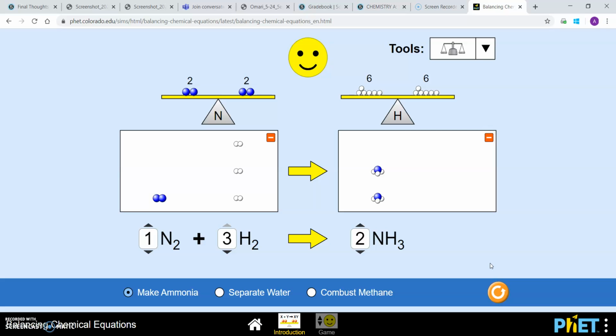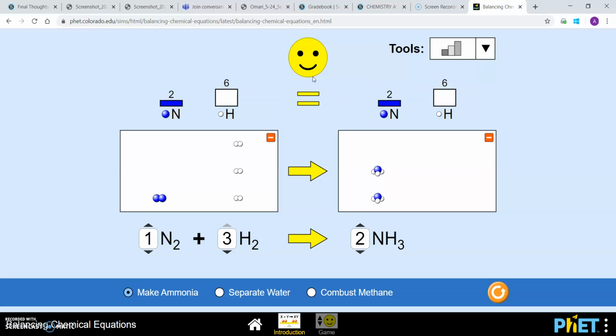Oh, you could take a screenshot here of this part and that part, copy it over for question number 2. The purpose of the balance scales and bar charts and simulations is to allow us to visually see what's happening here. If we went to the bar chart, you can see here 2 on the left, 2 on the right, 6 on the left, 6 on the right. This allows us to keep track of the number of atoms on each side.